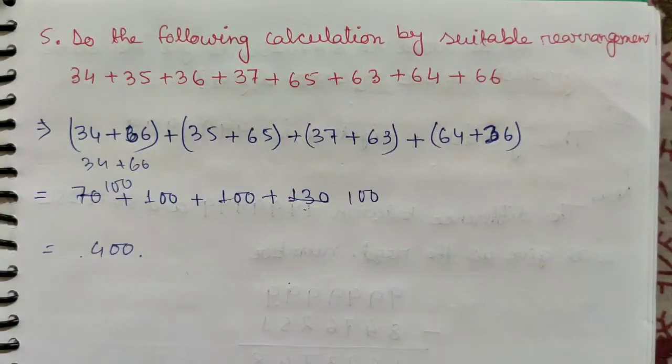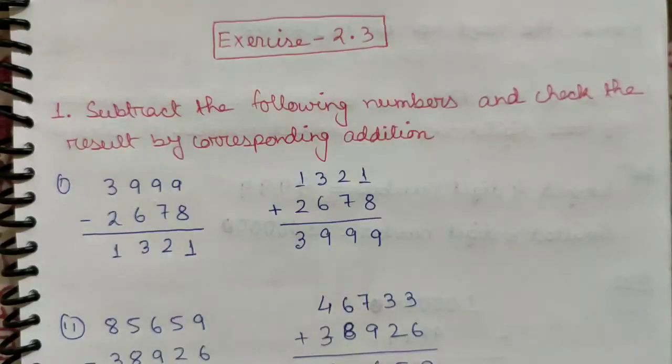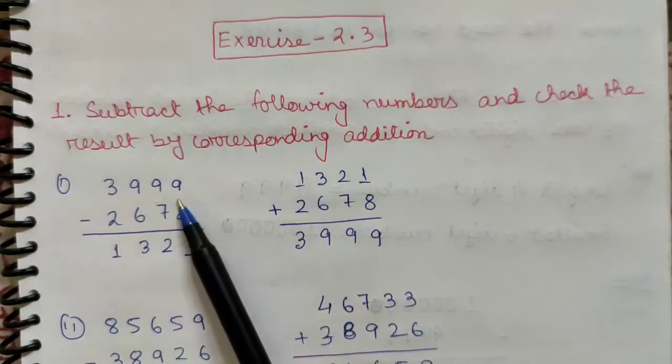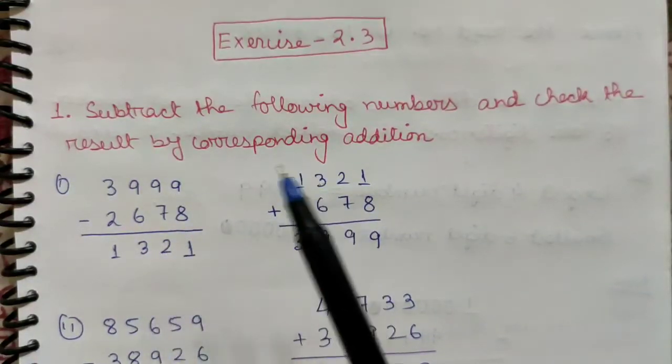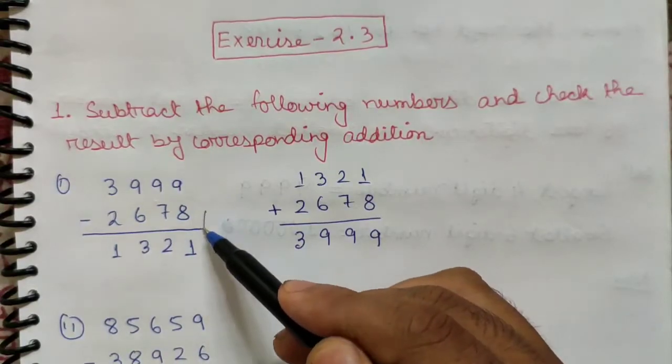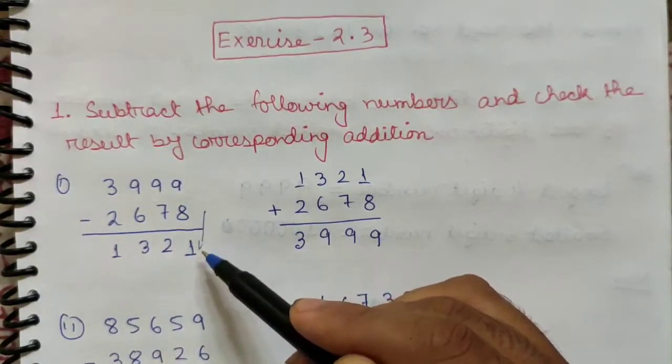So this was the last question of exercise 2.2. Now we will move to exercise 2.3. Here the first question is what? Subtract the following numbers and check the result by corresponding addition. That means what? First of all, we have to subtract. Suppose for first question, we have to subtract this number from that. Okay. Then we have to add these two numbers, this number and this number.